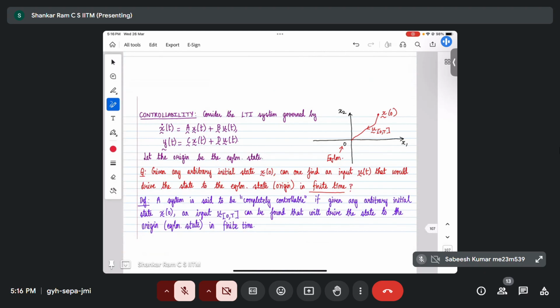So let us say we consider our standard linear time invariant system. It could be SISO or MIMO. x dot equals Ax plus Bu, y of t equals Cx plus Du. Now let's say the origin is the equilibrium state, 0. So let's say we have this phase portrait.